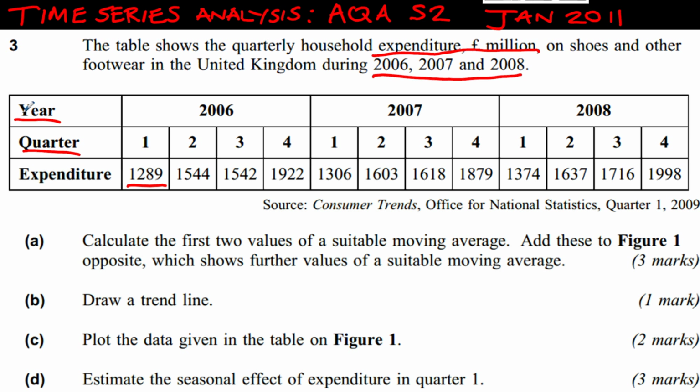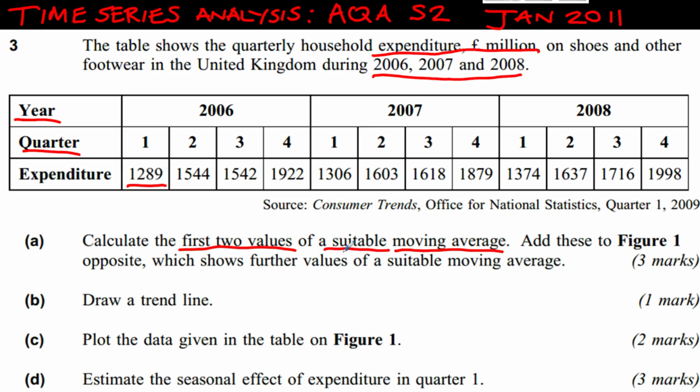Let's start seeing what it wants us to do. First, calculate the first two values of a suitable moving average and add these to the figure, which is on a graph sheet, which we'll get to in a short while, which shows further values of the suitable moving average. Okay, so let's have a look.